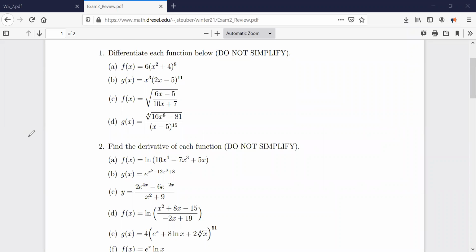I will just do three of these, kind of selected at random. This one right here is going to be just a basic chain rule. So we get 6 times 2x times 8 from the power here, and then we get x squared plus 4 to the 7. The 2x is the derivative of the inside. The 8 comes from the power. And this is just the inside, now knocked down to the power.